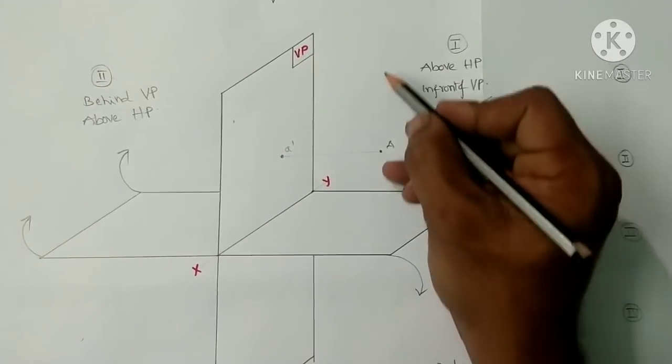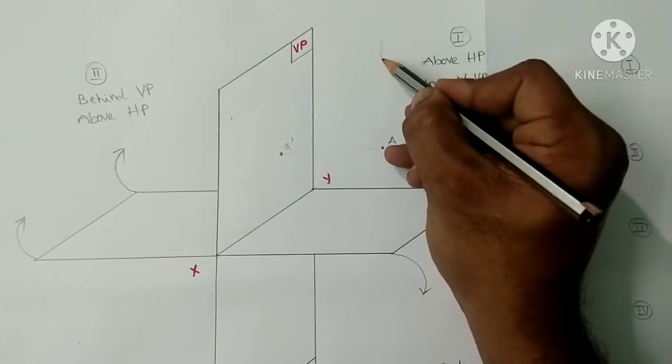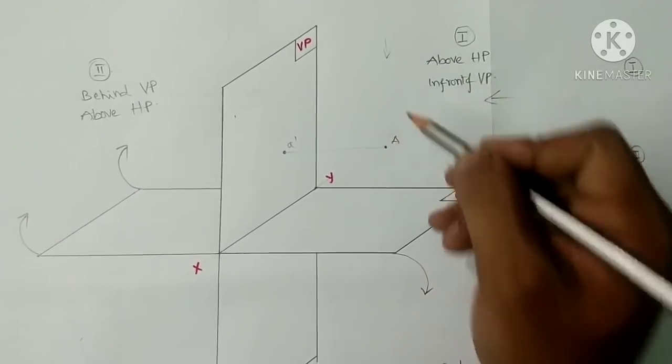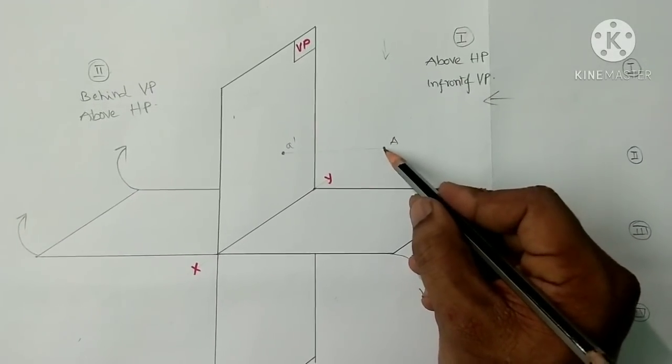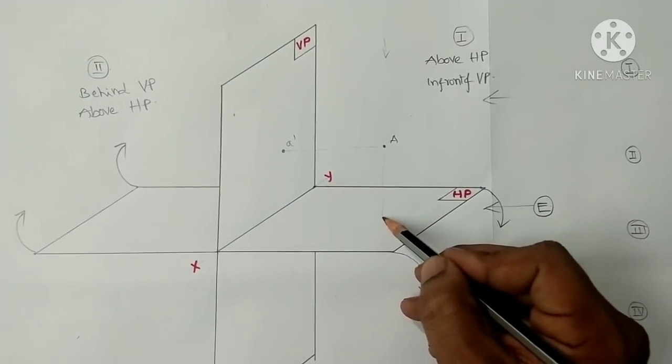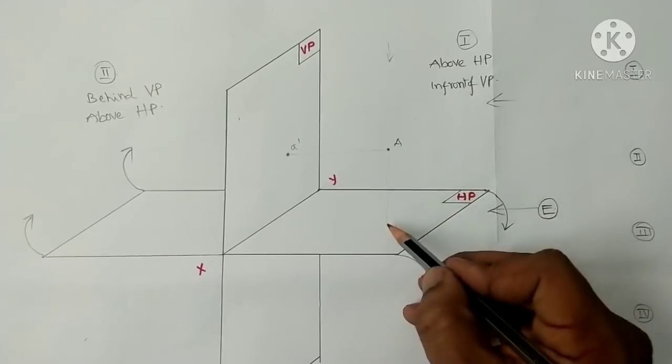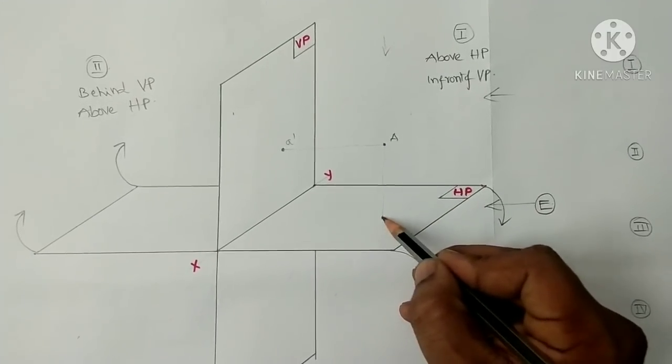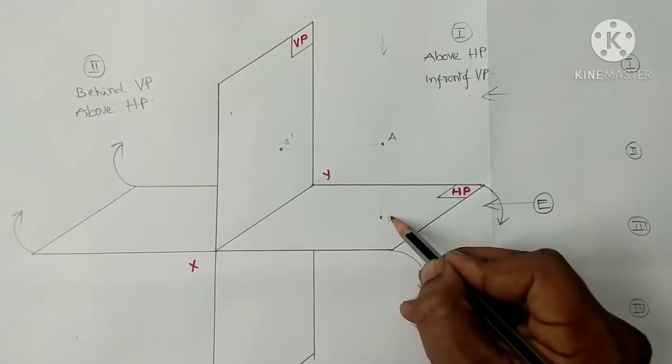According to this reference line, this is located above the reference line. And similarly for the purpose of top view we have to see the object in this direction. That time this will be projected onto the horizontal plane. So here capital A becomes small a because the top view naming is denoted by small letters.